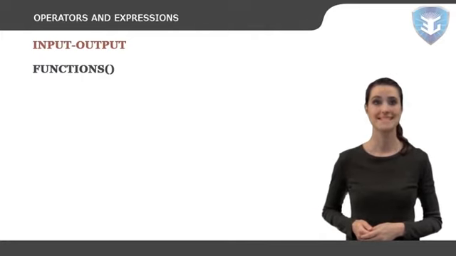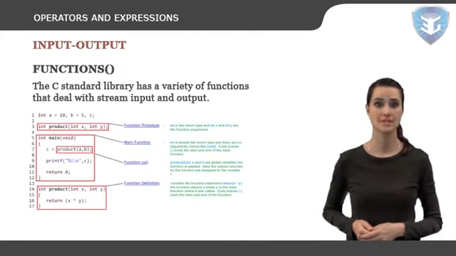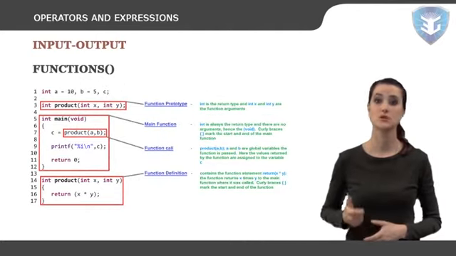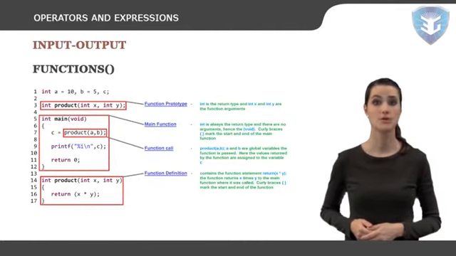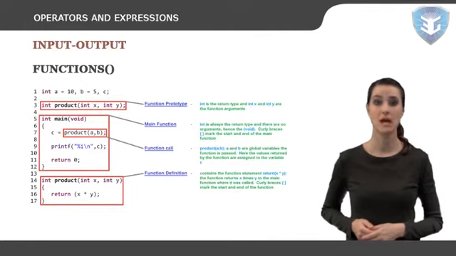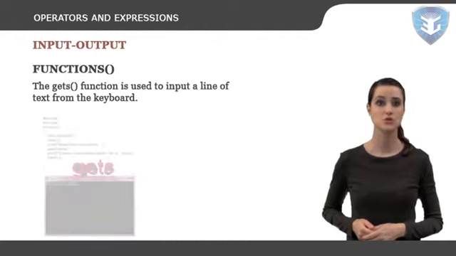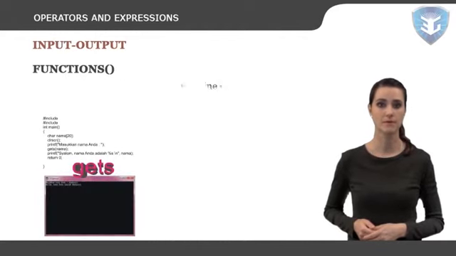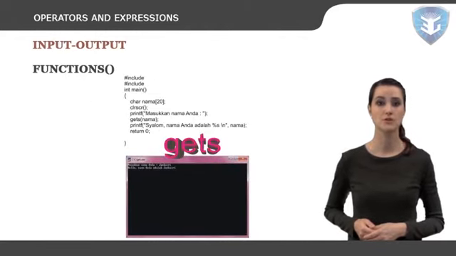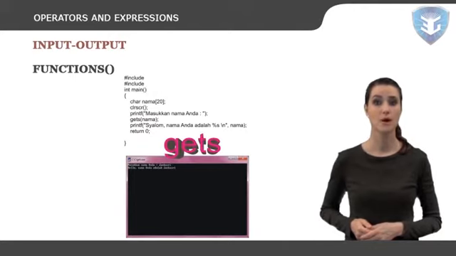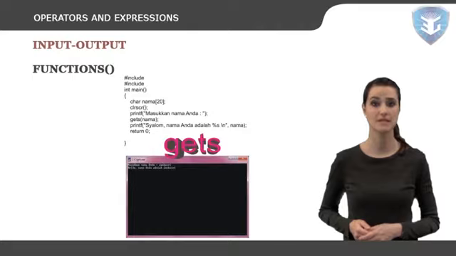Functions. The C standard library has a variety of functions that deal with stream input and output. Most of these functions come in two varieties, one that always uses one of the standard streams and one that requires the programmer to specify the stream. The gets function is used to input a line of text from the keyboard. Because gets returns a pointer to the string, it can be used as the argument to puts, which displays the string on screen. When run, this program inputs a line of text from the user and then immediately displays the string on screen.